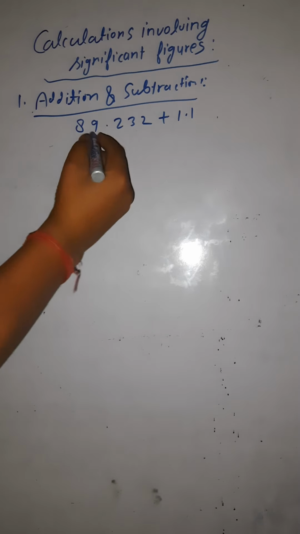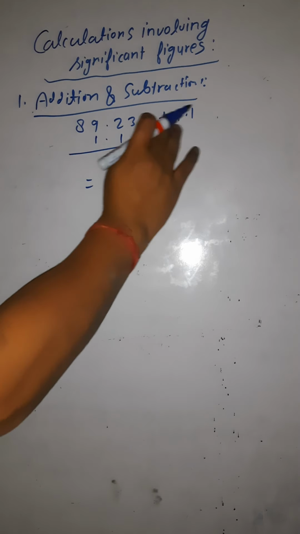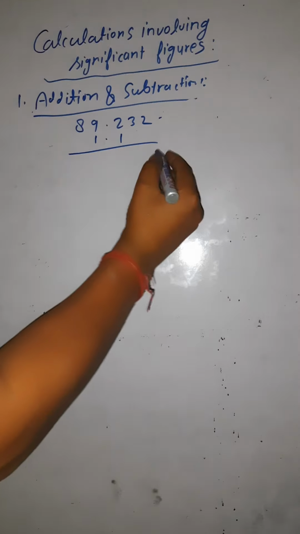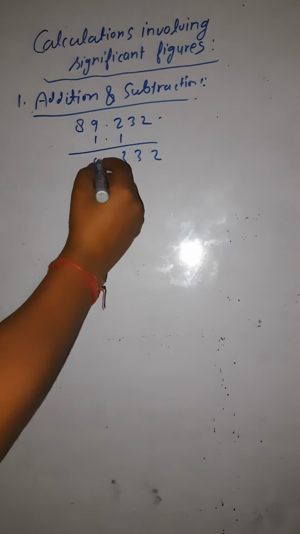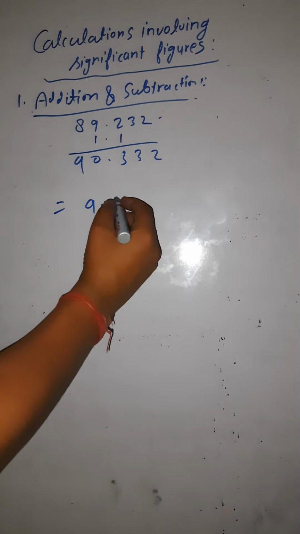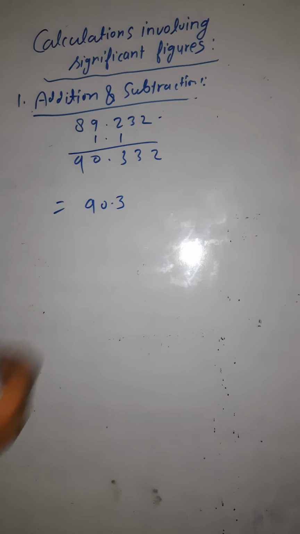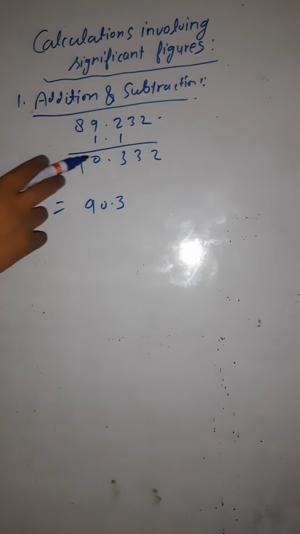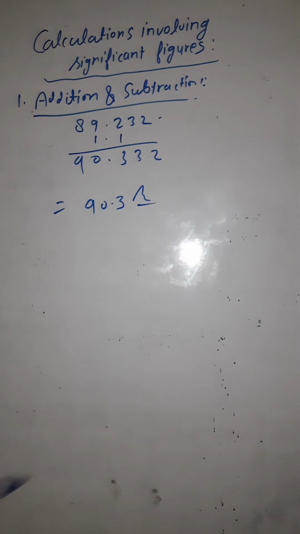Are you getting this? So if you are adding these two, you are getting 90.332. So you would report the result in terms of the minimum one, that is only up to 1 decimal. So I would write it as 90.3. So this would be the required answer. Are you getting this? The same rule is applied for subtraction also.